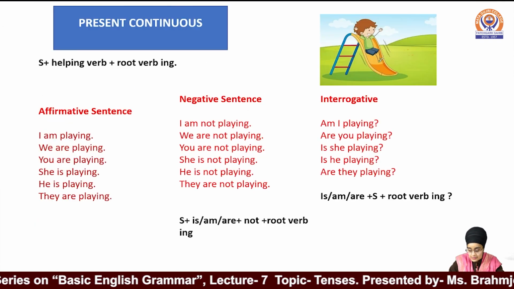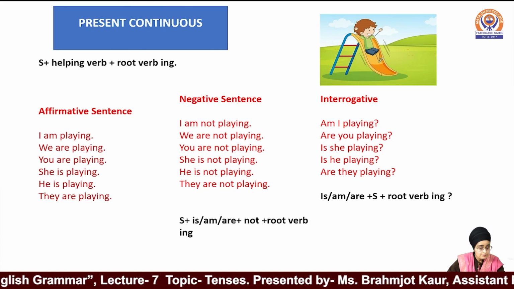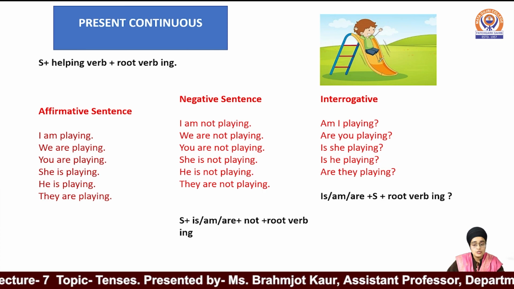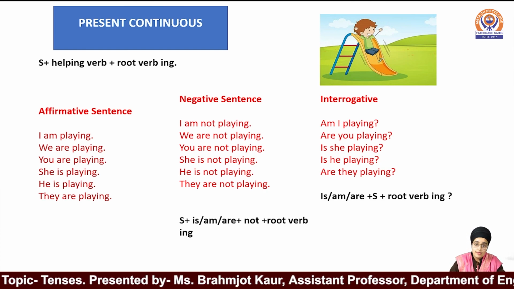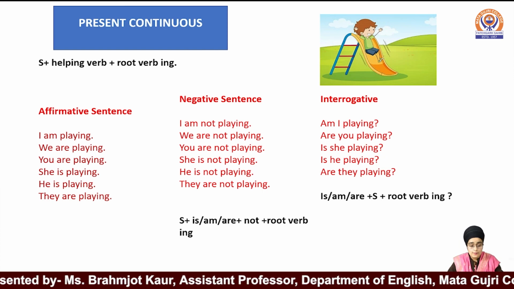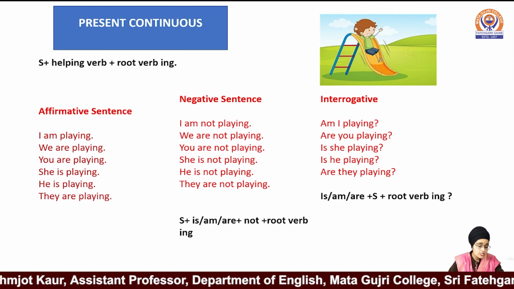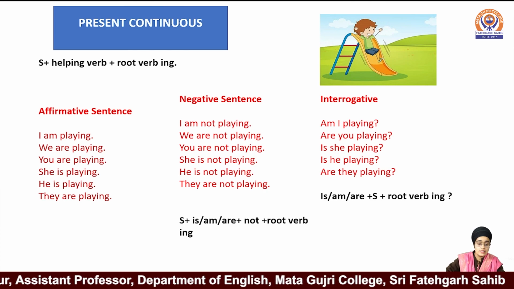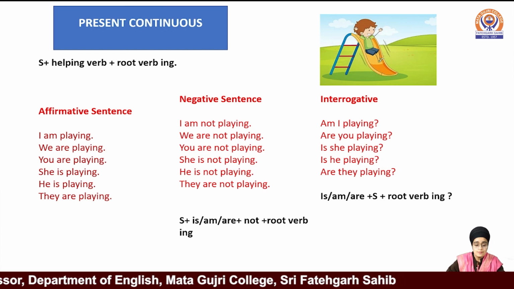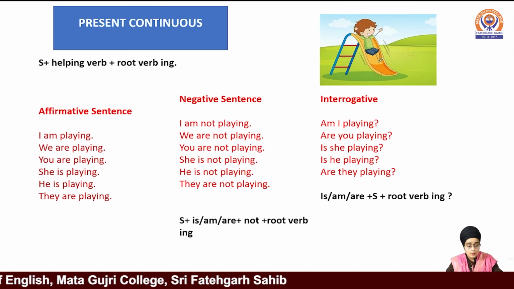Okay, so now come to present continuous tense. The basic structure of a sentence in present continuous tense is subject plus helping verb, which is either is, am, or are, plus root verb in the ing form. Now we will make different kinds of sentences. First, affirmative sentence. I am playing, we are playing, you are playing, she is playing, he is playing, they are playing. So the general rule which comes to us is first person singular will use the helping verb am, first person plural will take the helping verb are, third person singular will use the helping verb is, and third person plural will take the helping verb are.